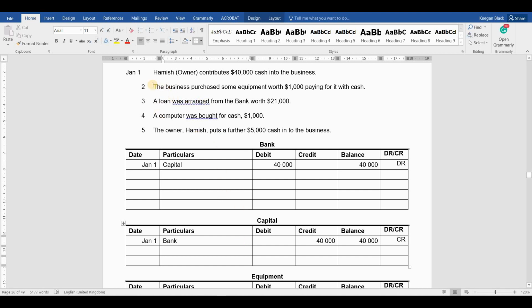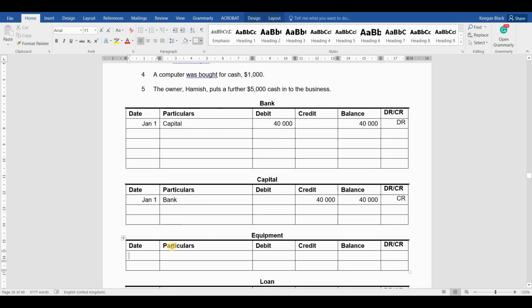Let's do 1 or 2 more. Number 2, January the 2nd, the business purchased some equipment worth $1,000, paying for it in cash. So I know that the 2 accounts here are going to be equipment and bank. So let's go to equipment first. In equipment, we're going to put the date, January 2nd.